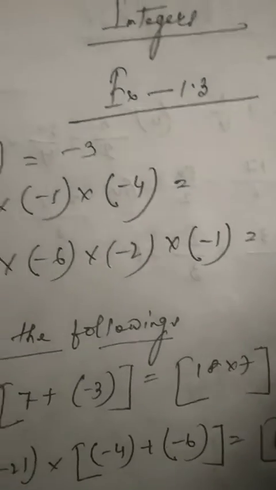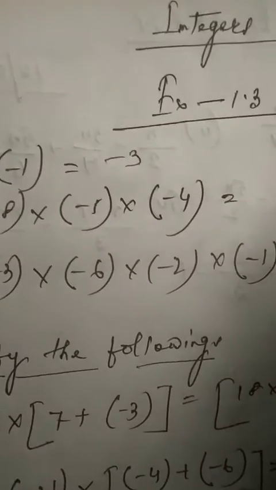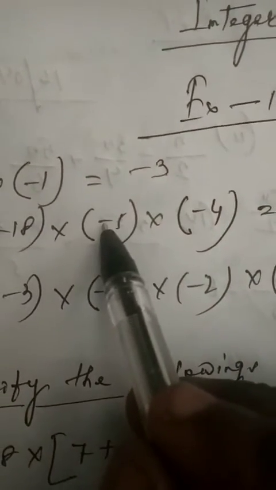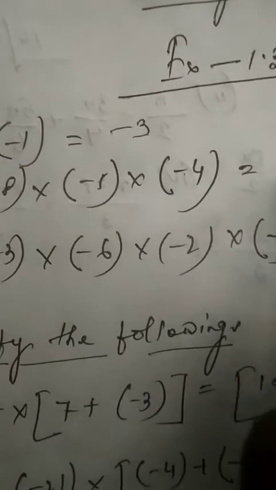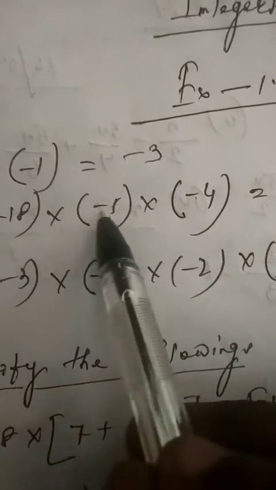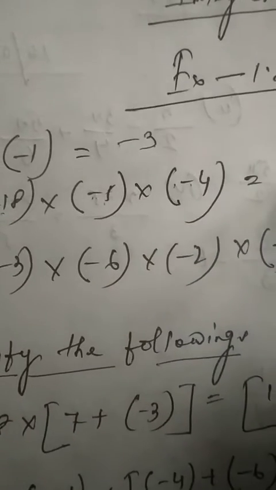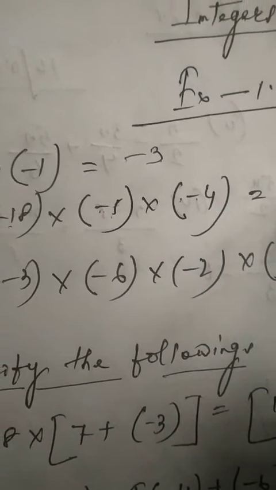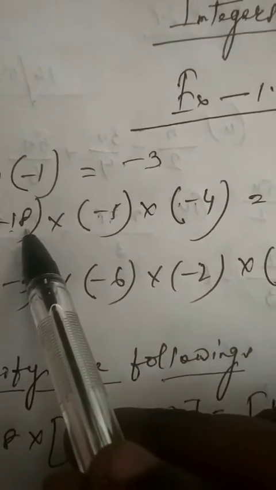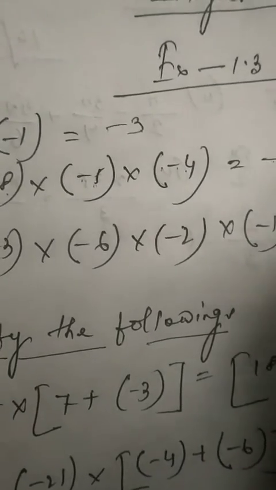So here, it's minus 18 into minus 5 into minus 4. As we have multiplied the signs, minus into minus into minus, the result will be negative. 5 18s are 90. 90 into 4 is 360. So the answer is minus 360.